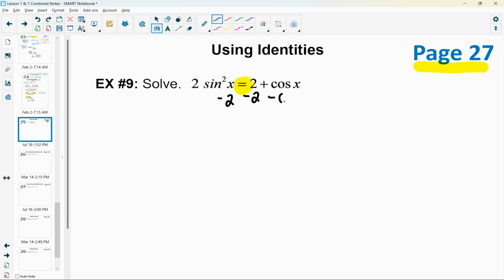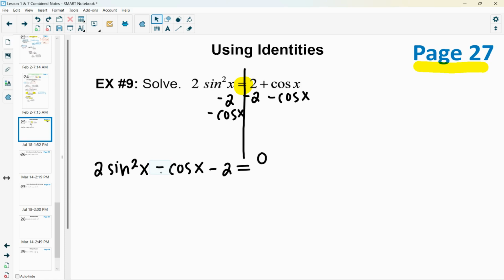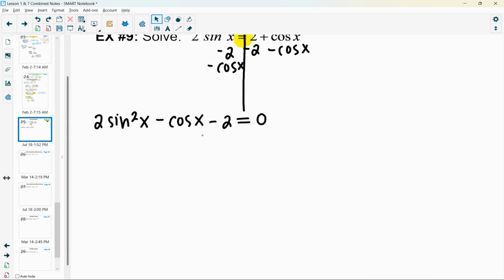So we're going to subtract 2 from both sides and subtract cosine of x from both sides. So we're going to get 2 sine squared x, and then I'm going to just write the cosine next. So minus cosine x, and then minus 2, and then equals 0. Just going to move this down off that line. Okay, so now when we have a squared function and a non-squared function, and they're different, okay, we want to rewrite this so we have the same function so that we can factor.